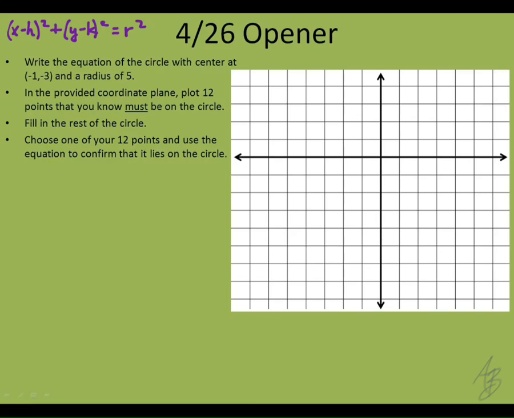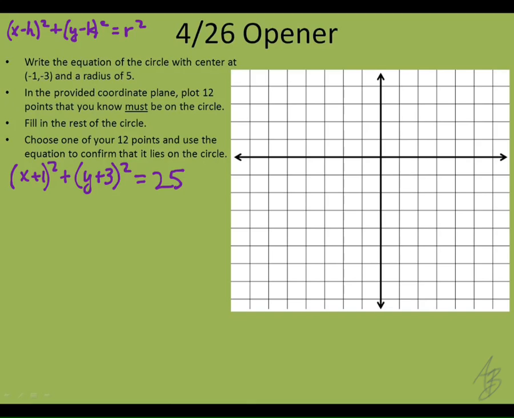So just filling in what we know into the equation, what's it going to look like? (x + 1)² + (y + 3)² equals r squared, which is 25. Exactly. So that's the equation of the circle.